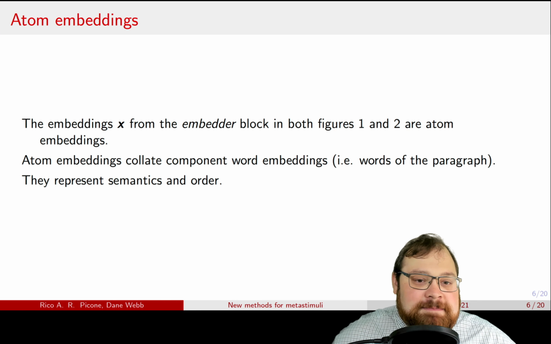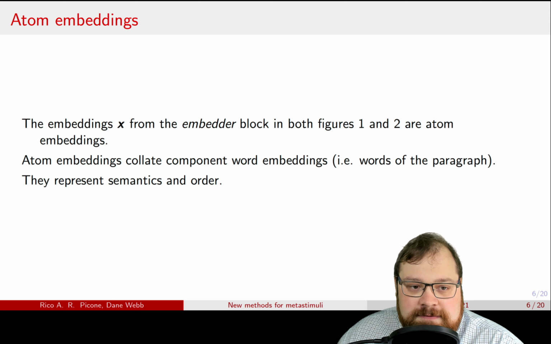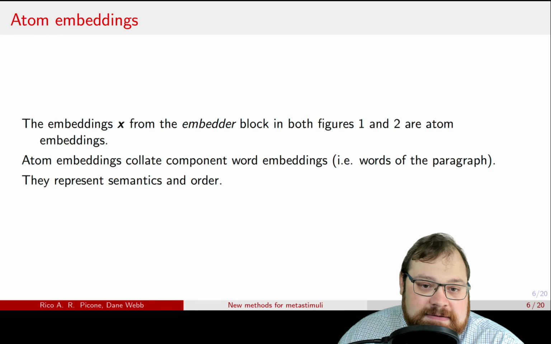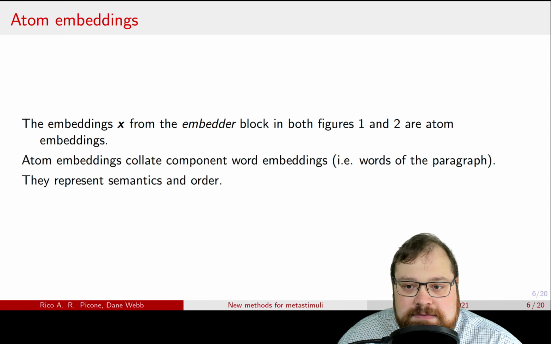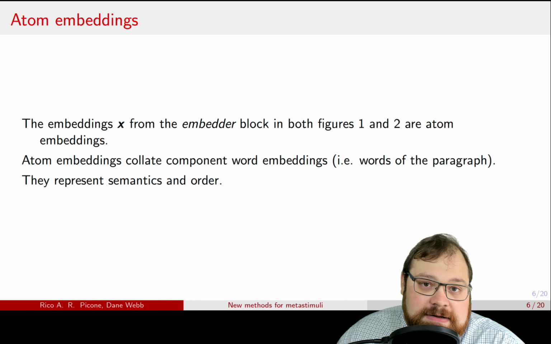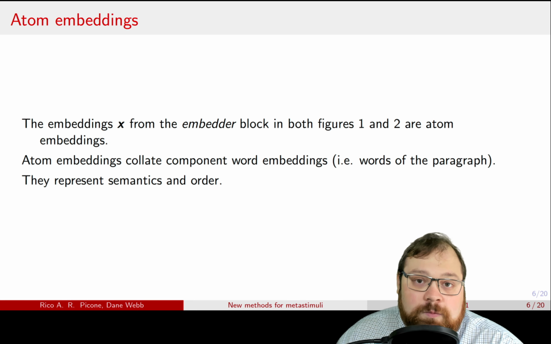Atom embeddings. The embeddings X from the embedder block in both figures 1 and 2 are atom embeddings. For our instances, and in our study that I'll talk about later, we're talking about natural language, and we are using atoms in the form of paragraphs. So for our purposes, atom embeddings collate component word embeddings, i.e. words of a paragraph. And atom embeddings represent semantics of the paragraph and the word order.